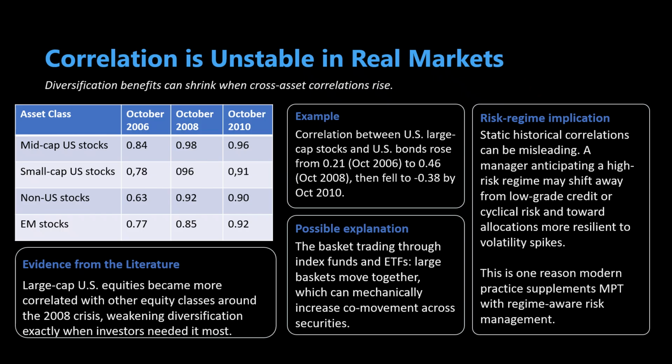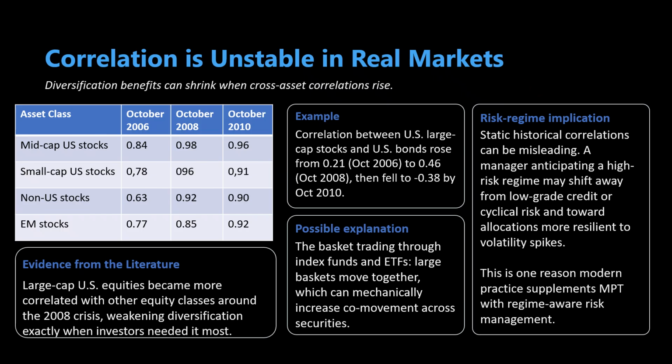Here is a concrete example from the empirical literature. The correlation between US large cap stocks and US bonds stood at approximately 0.21 in October 2006, a period of relative calm. During the 2008 financial crisis, that correlation rose to 0.46. That is, bonds were providing less of a cushion precisely when equity markets were collapsing. By October 2010, the correlation had reversed sharply, falling to negative 0.38, restoring the traditional stock-bond diversification benefit.